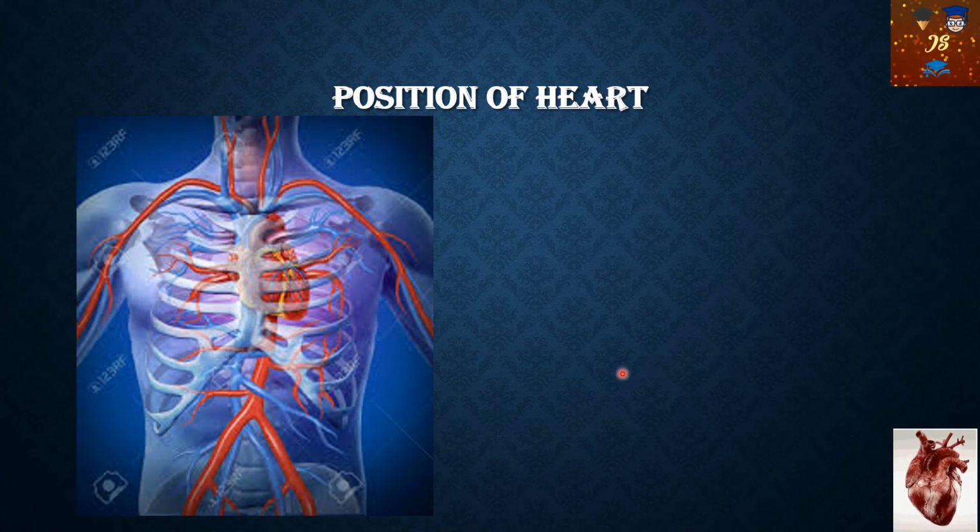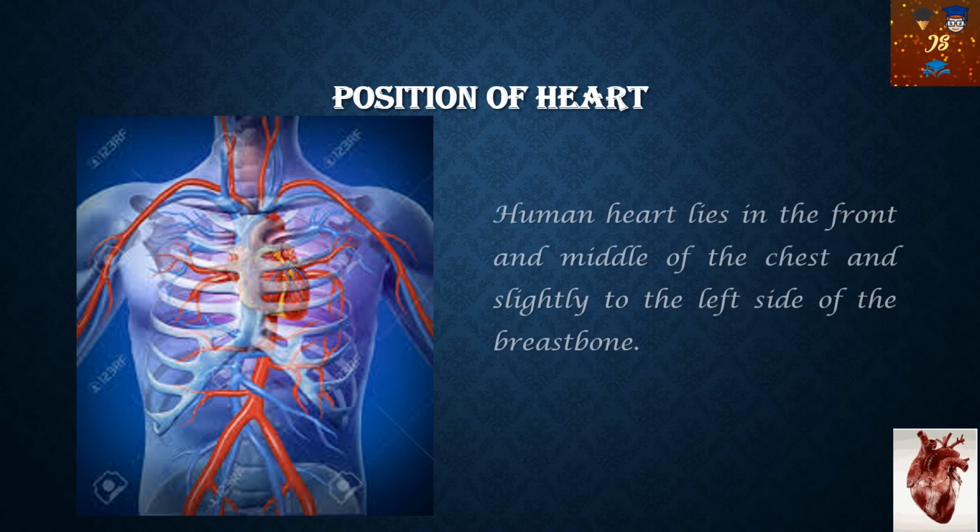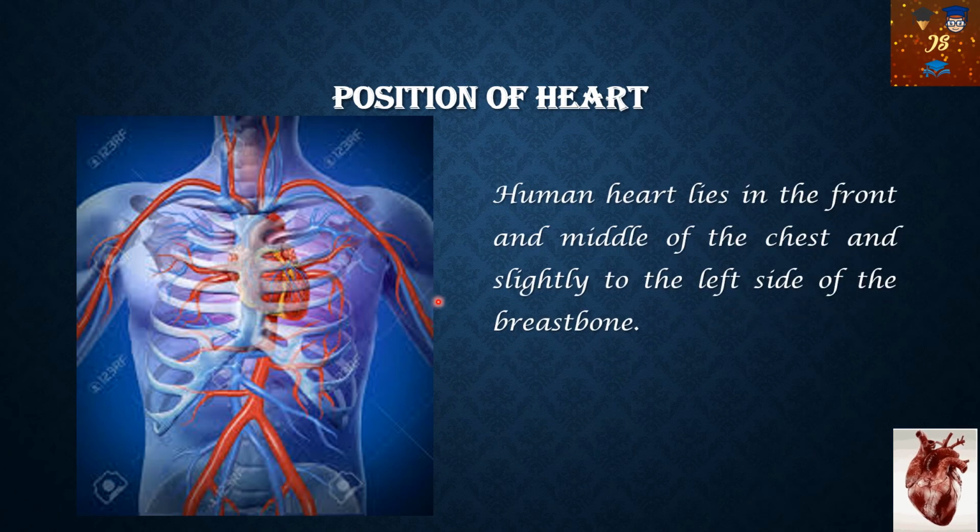So what is the position of the heart? Look, the human heart lies in the front. So this is the front and the middle of the chest and slightly to the left side of the breastbone. These bones are known as the breastbone and this is the left side of the body. So the heart is situated in the front and middle of the chest and slightly left of the breastbone.